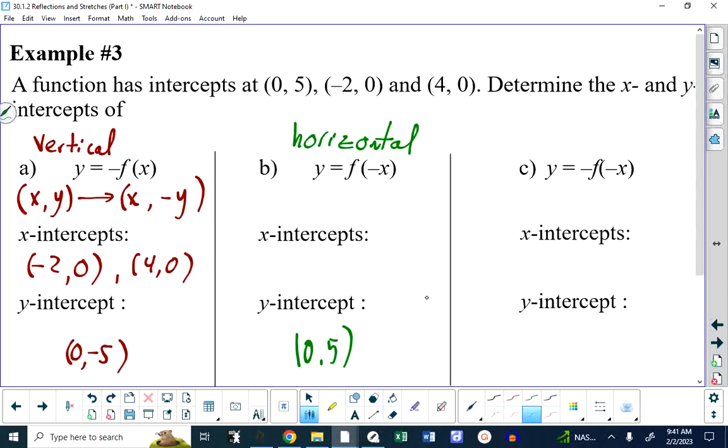Whereas if I take my 2 x-intercepts, which are here and here, the tip of my nose is the origin. I have an x-intercept of -2 and +4. If I reflect that horizontally, the -2 becomes +2, the +4 becomes -4.